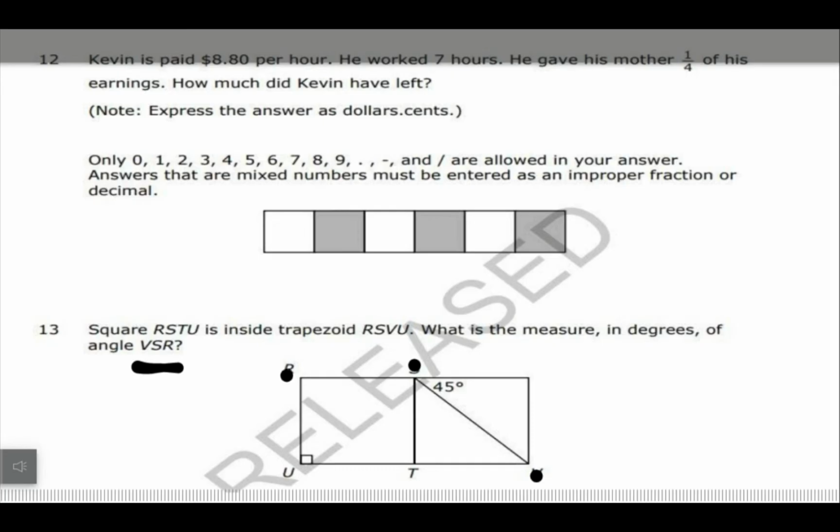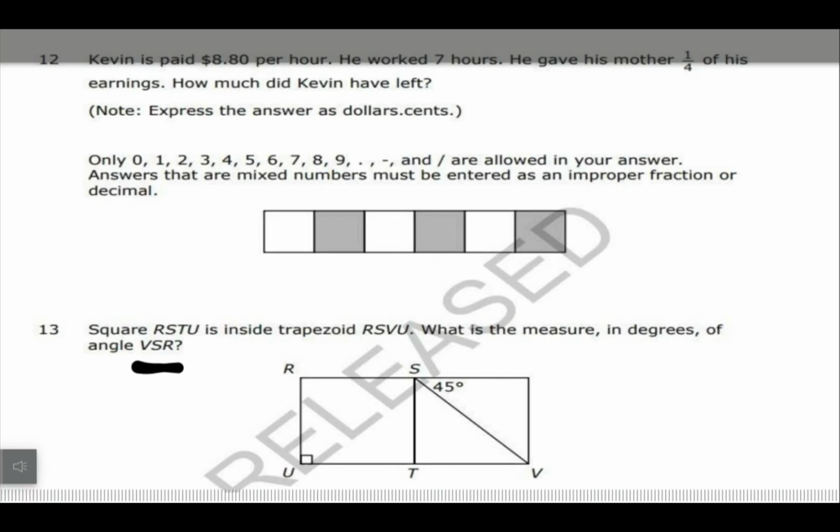So VSR is this. So it's this angle right here. Okay, remember that the S is in the middle. Okay, it's saying that line V and line R meet at S. Okay, so it's this angle right here, which is an obtuse angle. So we know it's going to be over 90.